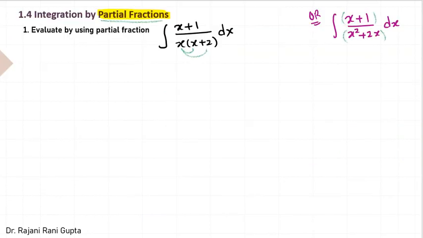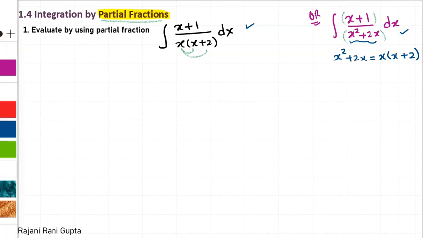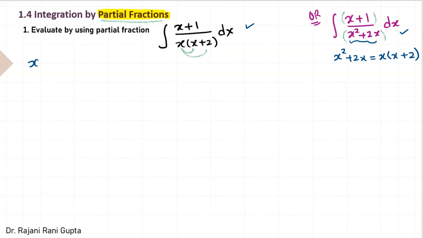So let's see how we are going to work on this. They may ask you a question in this form or this form. What we did here is we just wrote x squared plus 2x in terms of factors, like x and x plus 2, so that we can apply the method of partial fractions. Let's write down this term first: x plus 1 over x(x plus 2). By using case 1, it will be A over x plus B over x plus 2. This is the first step.